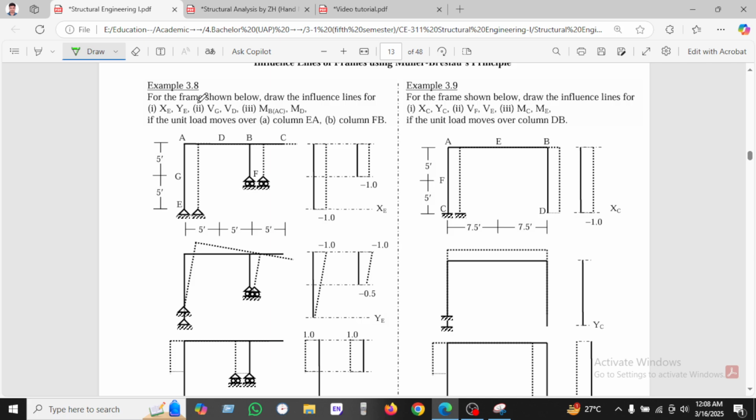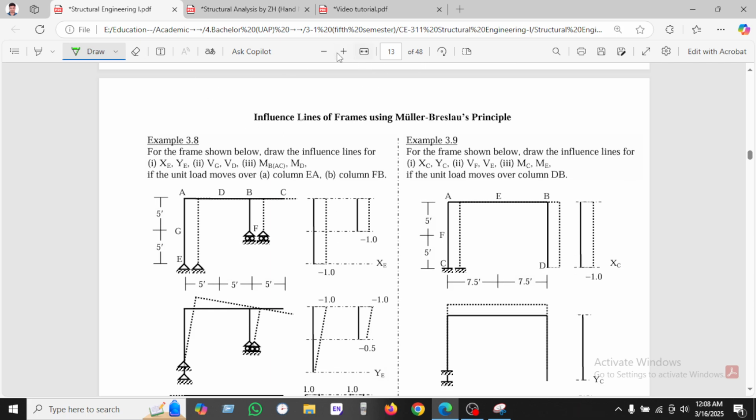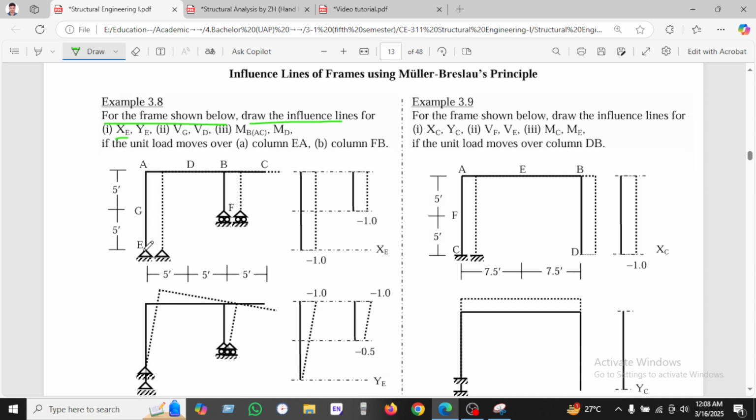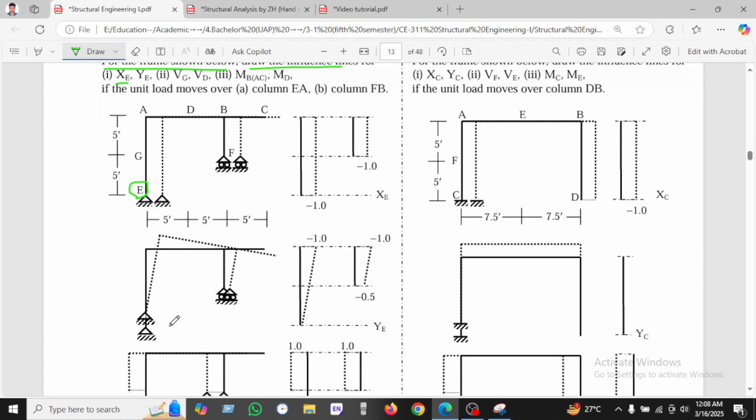So let's see an example. Here the influence line, this is also taken from Dr. Tukaranam sir. For the frame shown below, draw the influence line of XE. So you have been seeing here the XE. What will happen when we act XE? XE means we are taking it here in the X direction. So what will happen if we take the XE here?